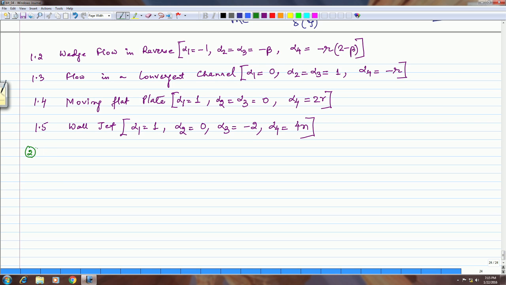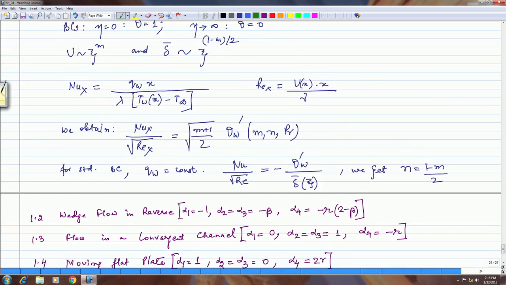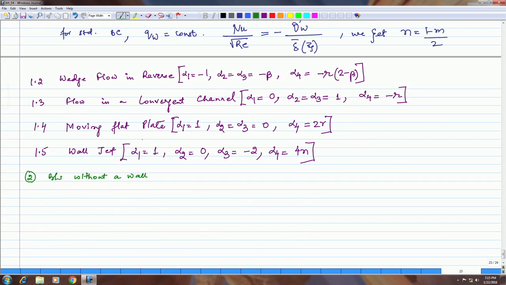So boundary layers without a wall. A mixing layer. Right? So basically we have two things here. One is a mixing layer and the other is the free jet. So that's all we basically have here.